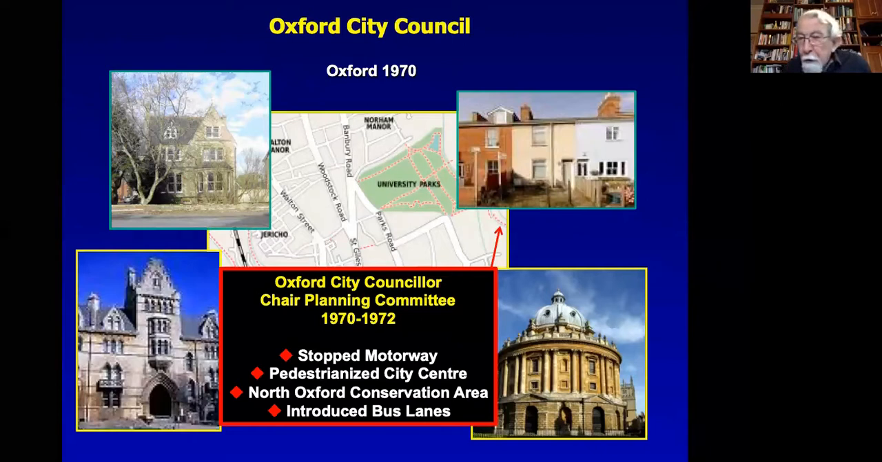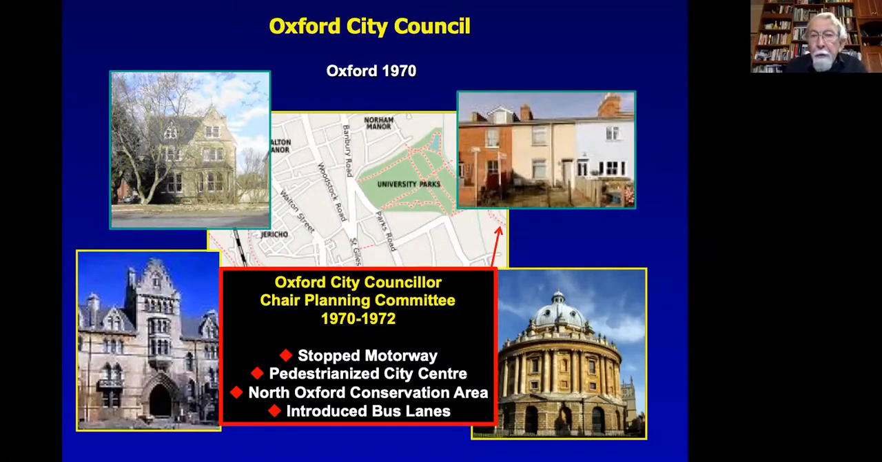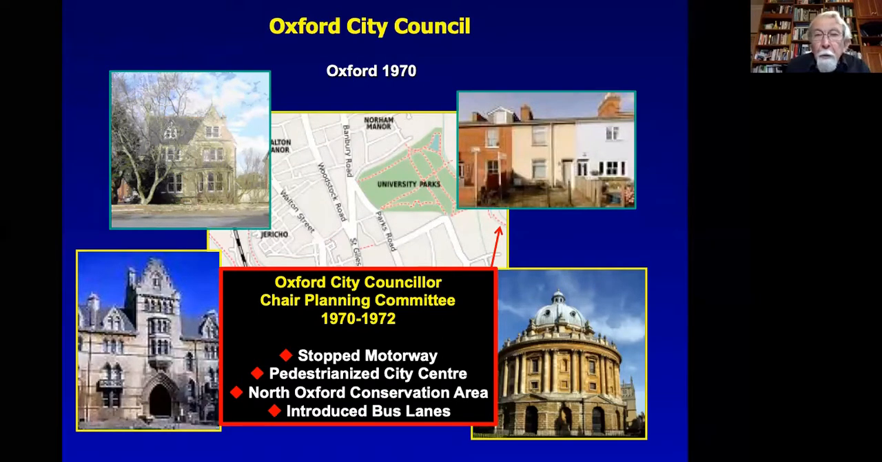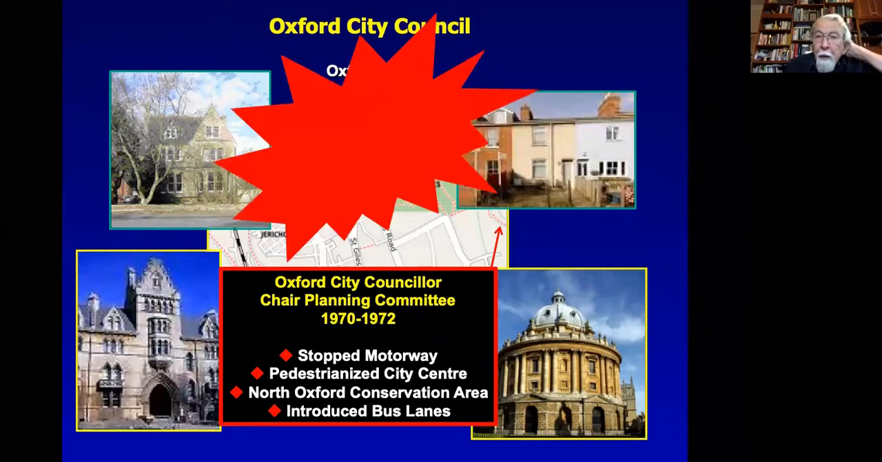You still can't drive through Oxford. We made North Oxford a conservation area, and we introduced bus lanes. I think we were probably one of the first cities in the world to have this rather progressive policy. So politics, I realized, was very important, but I was confused.